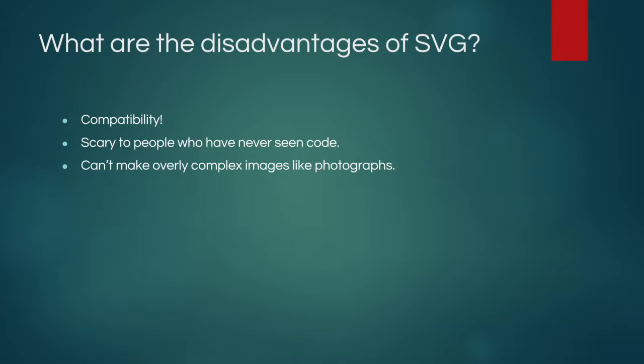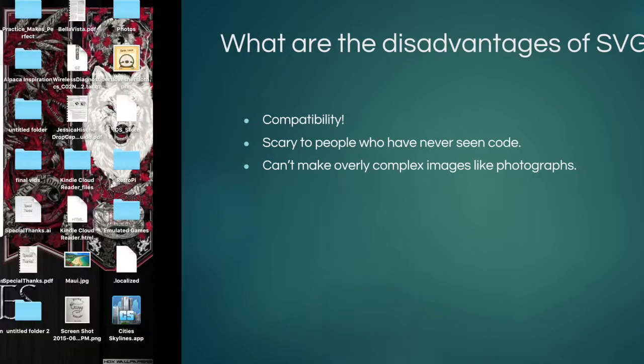What are the disadvantages of SVG? Compatibility is the major issue with SVG. SVG is not supported on Internet Explorer 8 or older, and Android 4.3 or older. The other main drawback of SVG is that it's made up of code and not a traditional image. Most people aren't comfortable with coding in general, so when they see something like SVG, and the extra complexity that comes with it, they usually fall back on what they know. SVG also can't make overly complex images since it draws based on lines.